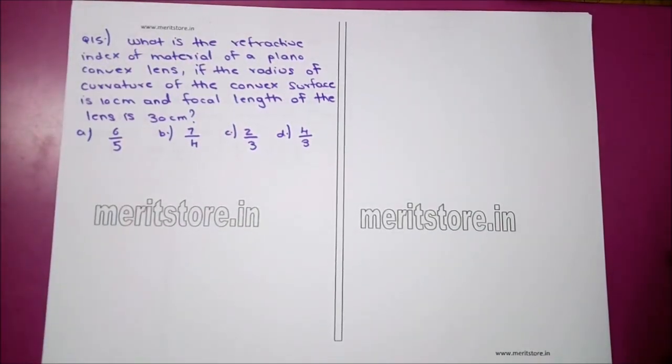What is the refractive index of a material of a plano-convex lens if the radius of curvature of the convex surface is 10 centimeters and the focal length of the lens is 30 centimeters? The options given are 6 by 5, 7 by 4, 2 by 3 and 4 by 3.